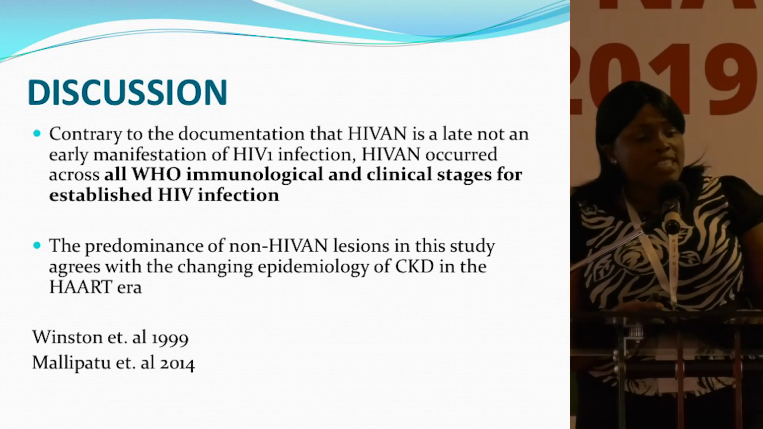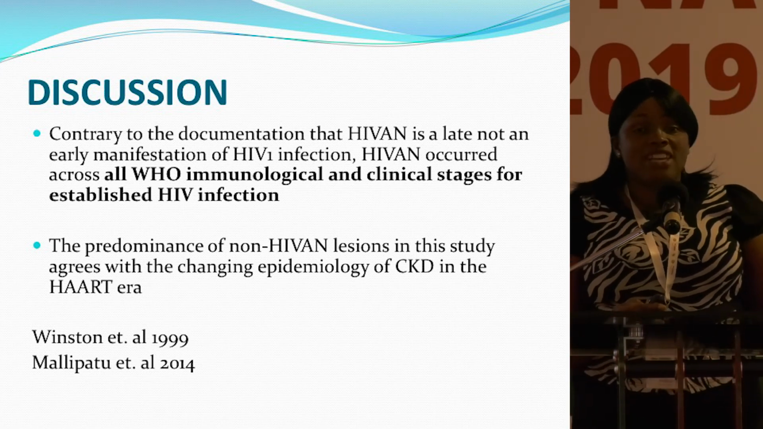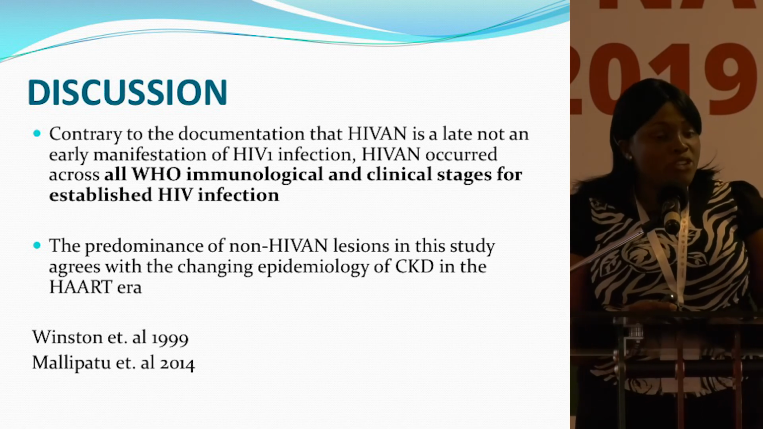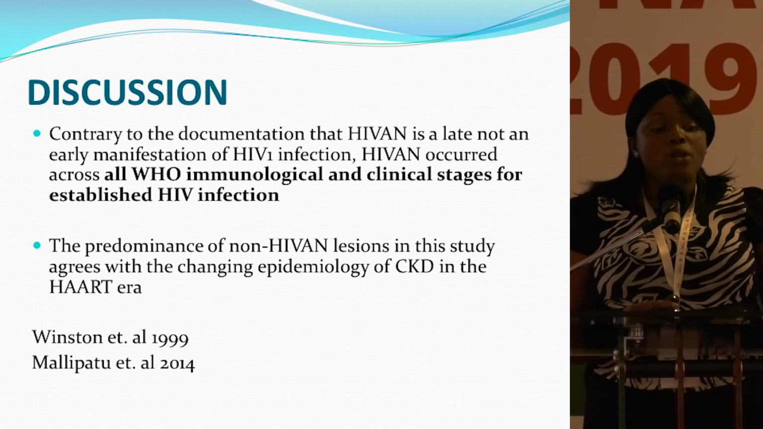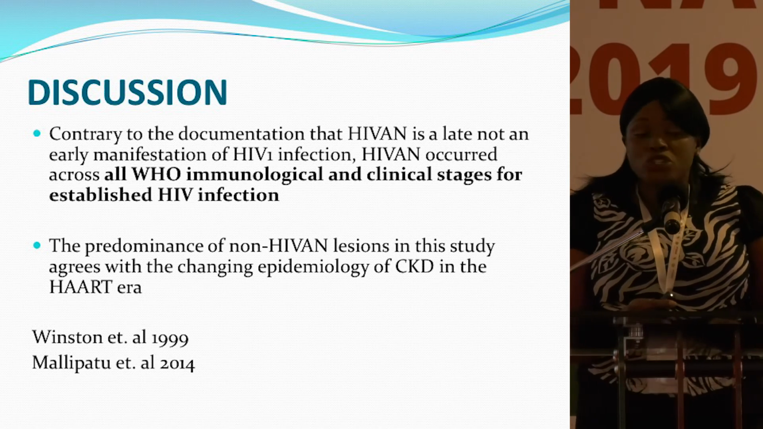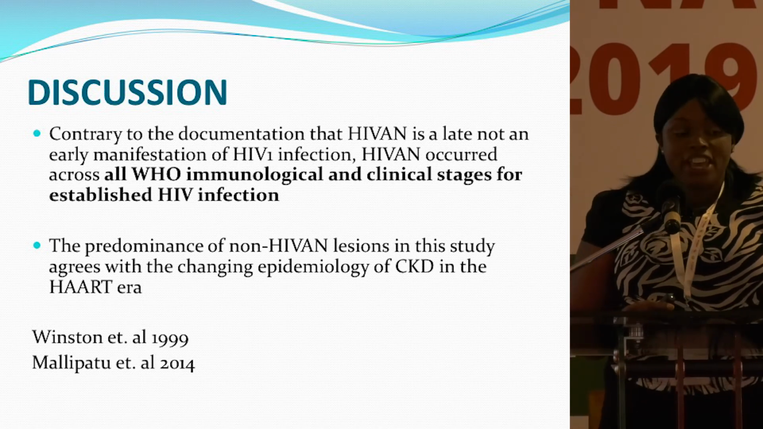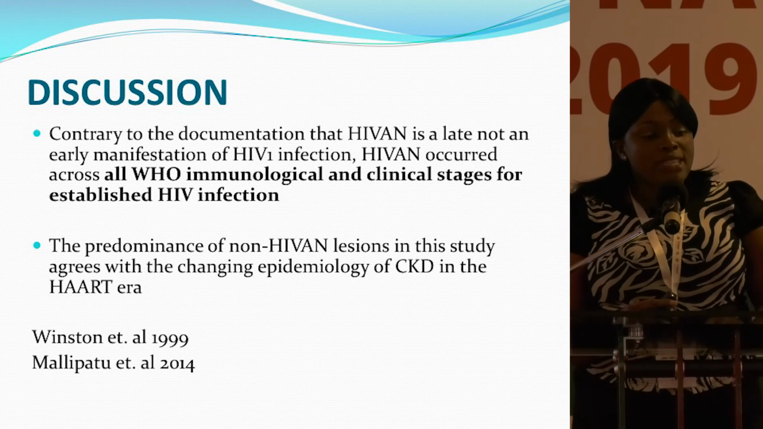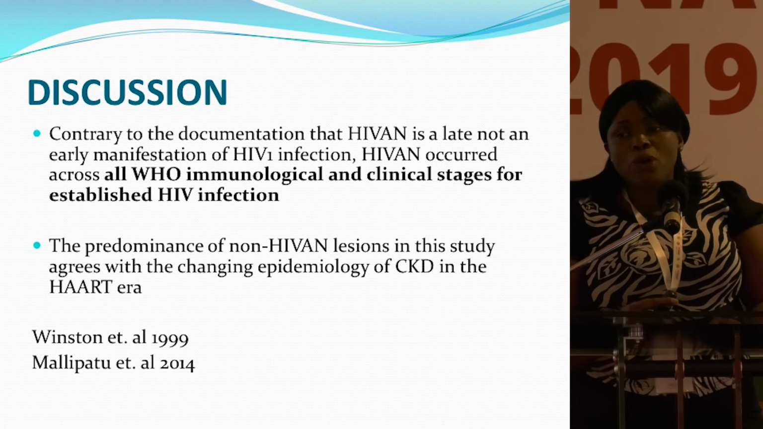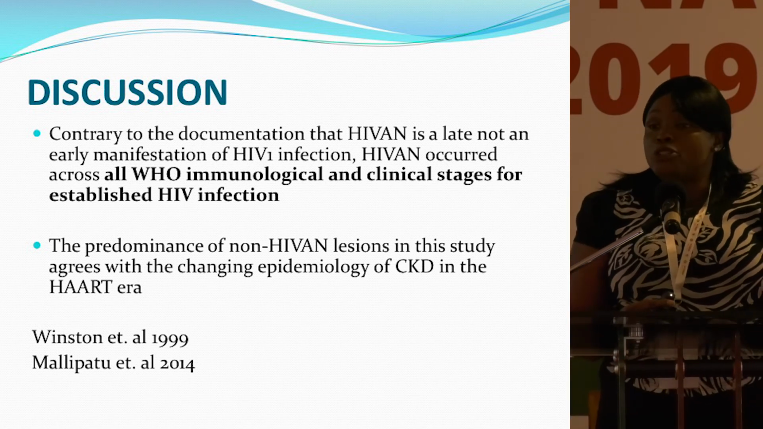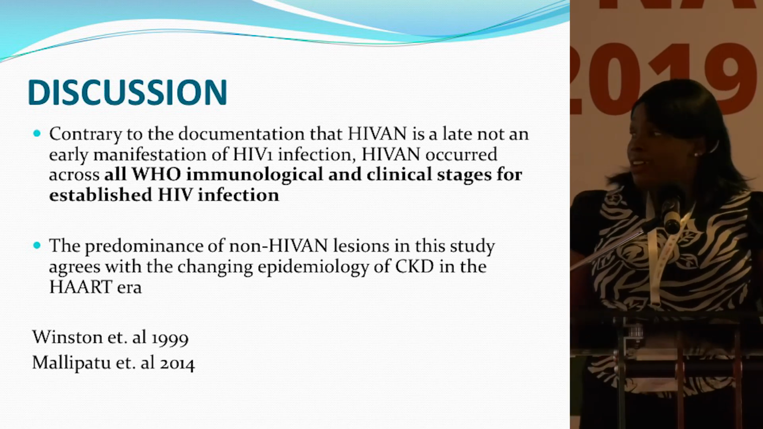So, contrary to the documentation that HIVAN is essentially a late and not an early manifestation of HIV infection, we found HIVAN occurring across all the World Health Organization immunological and clinical stages of established HIV infection. Then we noted that there's a predominance of non-HIVAN lesions in this study, and this tends to agree with the changing epidemiology of chronic kidney disease in the HAART era.